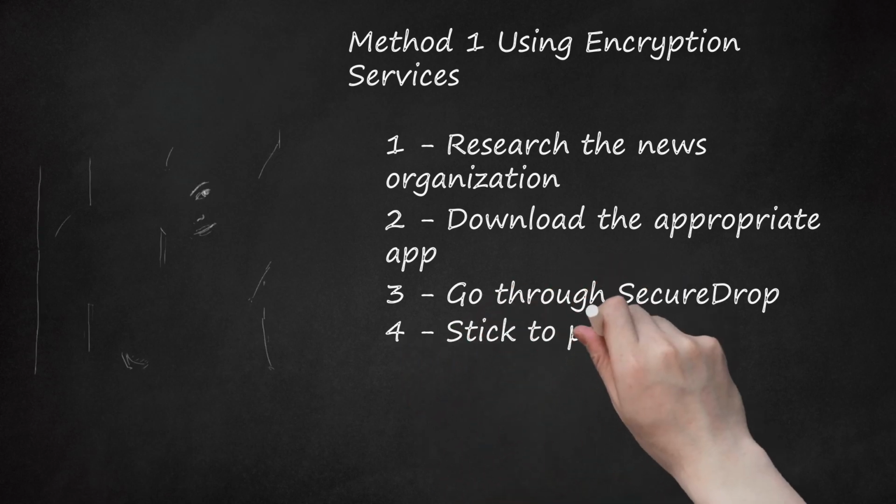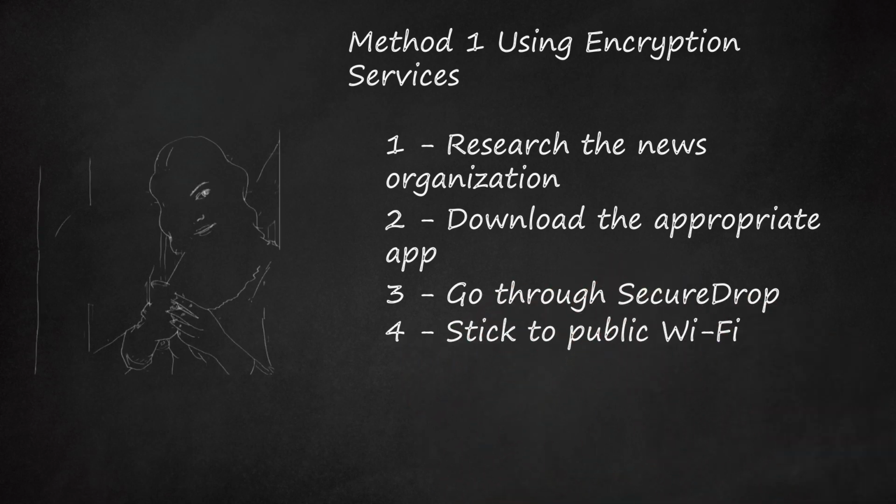4. Stick to public Wi-Fi. Even though these encrypted services ensure that the information you send can't be opened or read, there may still be a record of the contact itself. For that reason, avoid using the Wi-Fi at home or work, since that can be traced back to you. Find a cafe, library, or another public place that has open Wi-Fi available. Go somewhere on the other side of town, or that isn't located in a place near your work, school, or any other place you frequent on a regular basis.